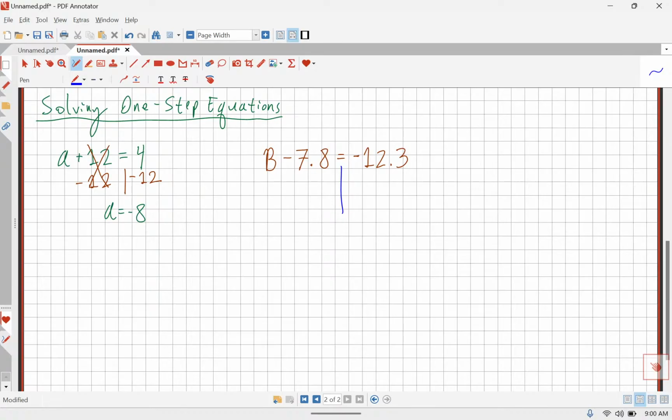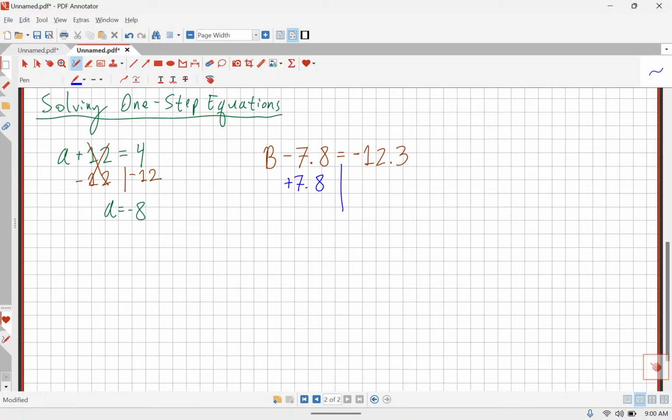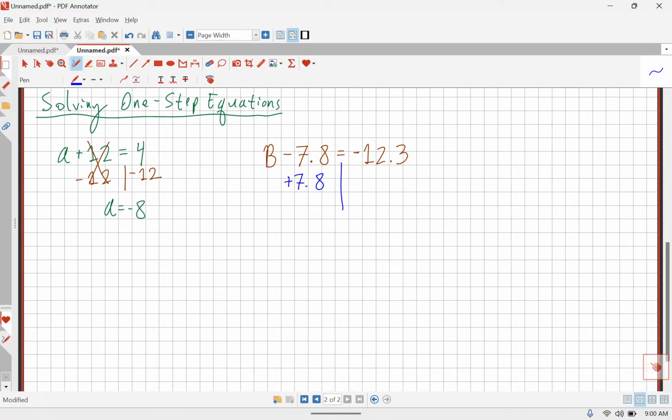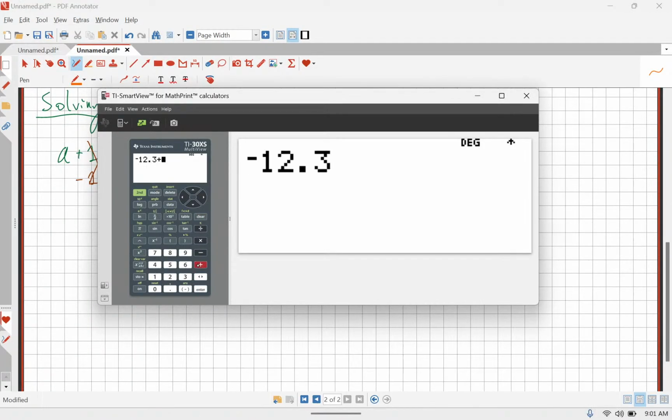Yeah, the opposite of subtracting 7.8 is adding 7.8. And this bar that I put here, you don't have to put it. I like it because it reminds me that this is a scale. If I add 7.8 to this side, and I want to keep my scales balanced, what do I have to do to this side also? I have to add the same thing. And the powerful thing is this literally tells you what to put in your calculator. That says negative 12.3 plus 7.8, and that's negative 4.5.